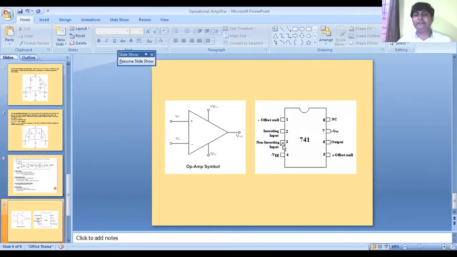Once again I am repeating, pin number 2 is inverting, pin number 3 is non-inverting. So when you observe with respect to the symbol, it is observed that first is non-inverting, second is inverting. But when we come to this pin configuration, it has been changed. That means 2 will be inverting and 3 will be non-inverting. So keep this in your mind.